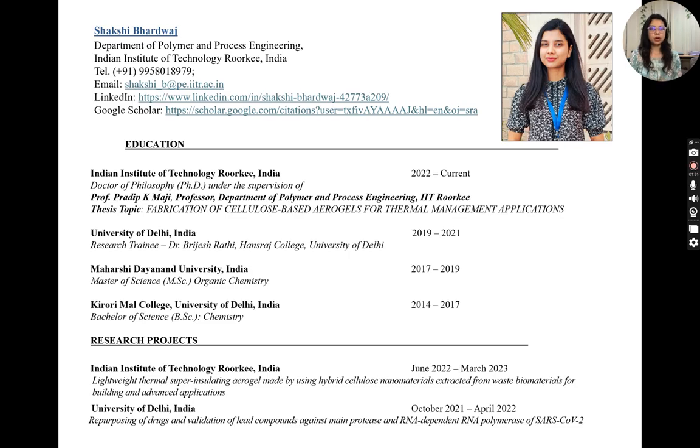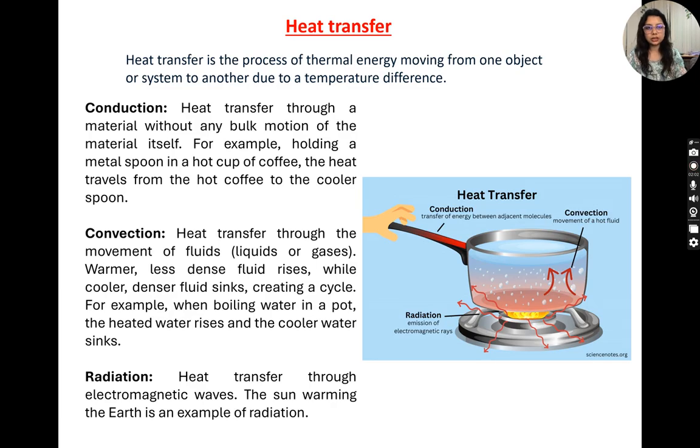So this is the 4th session of Polymer Process Engineering, and in this session we are going to cover the heat transfer topic and the questions related to heat transfer. Before starting, let us understand what heat transfer is. Heat transfer is the process of thermal energy moving from one object or system to another due to a temperature difference, like moving from a hot surface to a cooler surface. It's known as heat transfer.